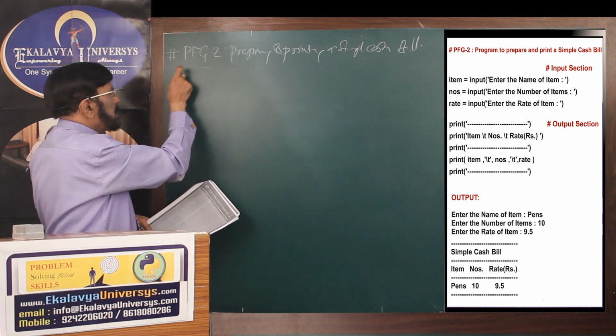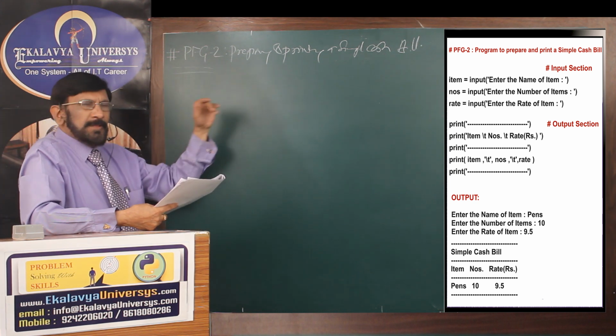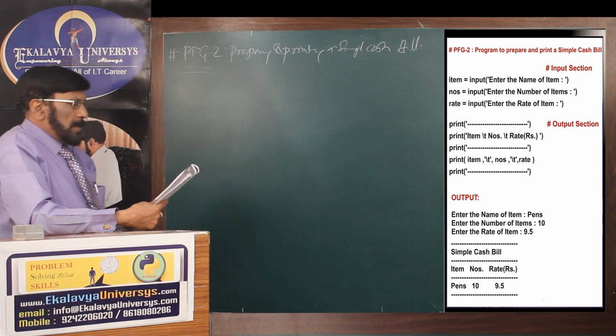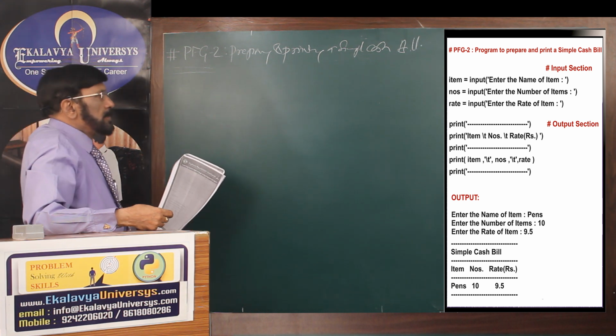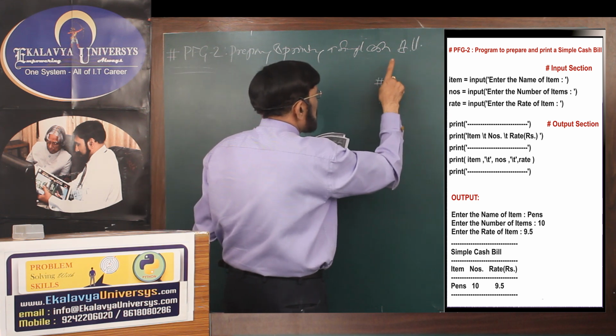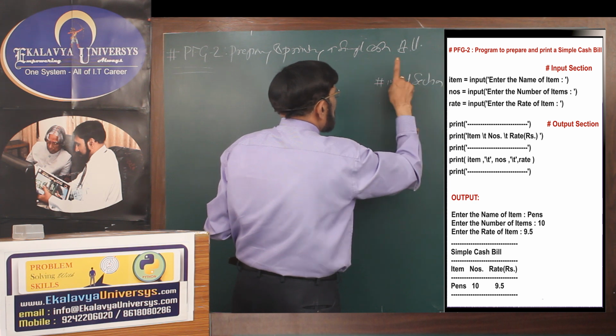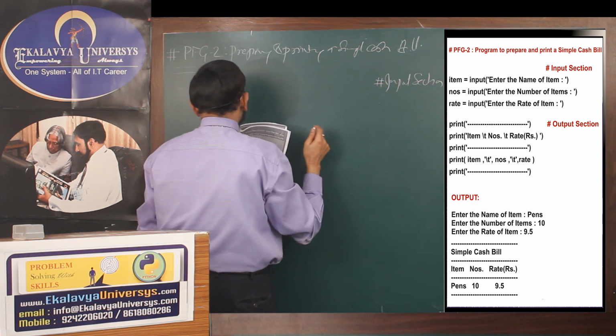Thereafter, you give one line gap. It is like a paragraph division. If you write a line gap, it is a professional habit. Thereafter, we write the input section. Don't forget that sub comment. What is the sub comment? Input section. In this manner, you write.